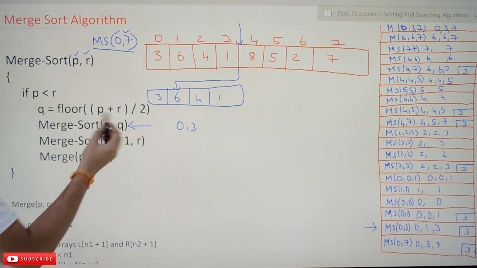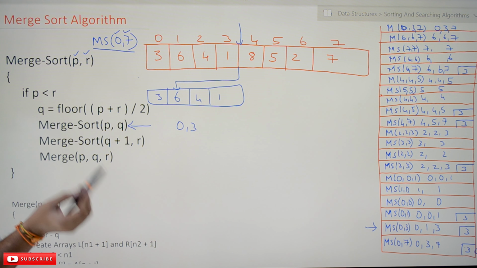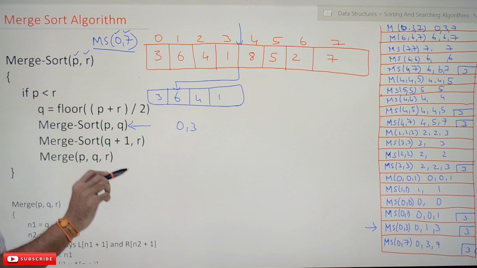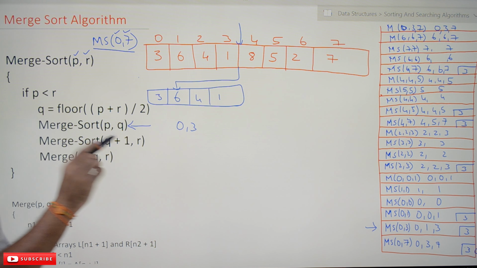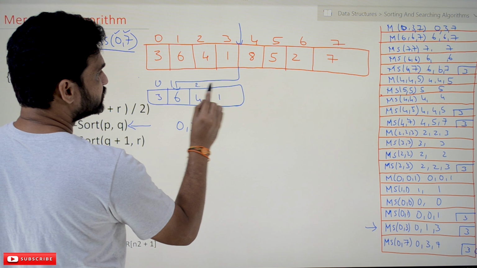0 plus 3 by 2. It is 3 by 2. 3 by 2 means 1.5. The floor value is 1. Again, so 1, 0, 1, 2, 3.